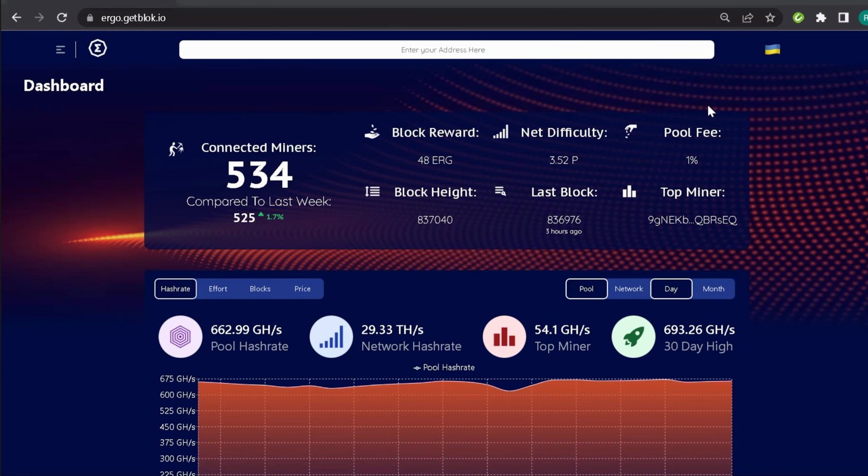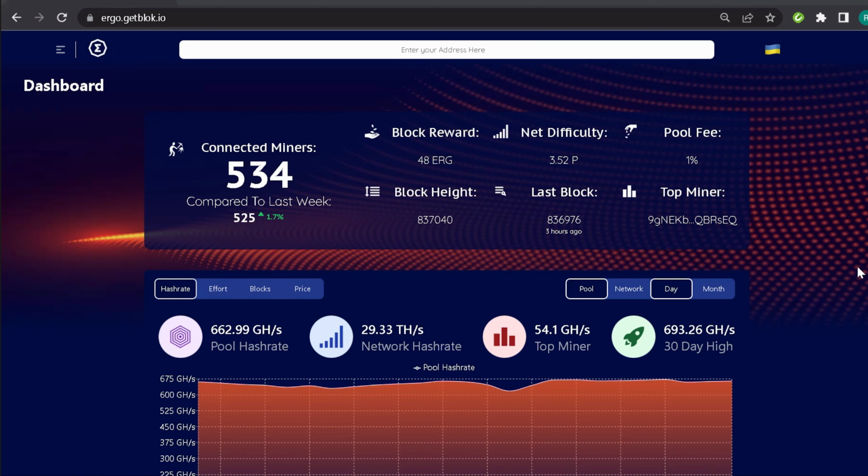ERGO.getblock.io is where miners would log on to access our UI or our dashboard, where they would see their mining stats. As you enter the site, you come to the main page here. And what this is showing you is really just the total pool. We have a pool and we have sub pools, which are underneath the main pool. So this is just a snapshot of all the pools together.